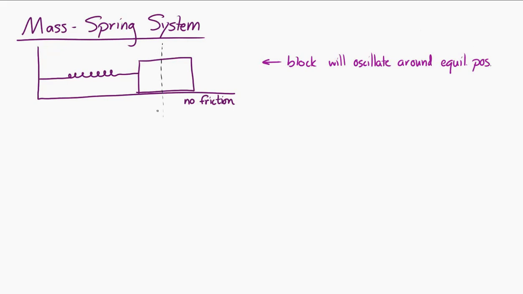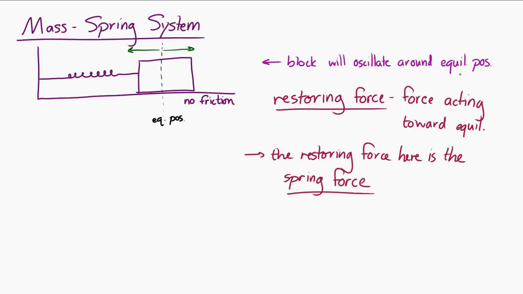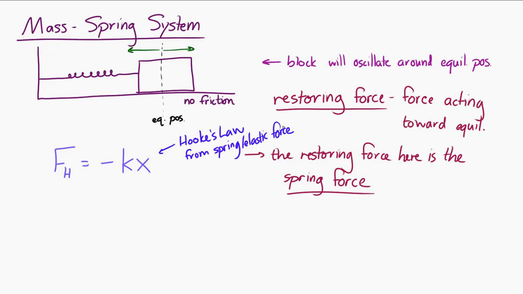Now, there's a restoring force. The restoring force is the force that's bringing it back towards equilibrium. And in this case, the restoring force is a spring force. It's the force from that spring. So we can write this: F_s is equal to negative kx. That's from way back when we looked at spring forces. This is Hooke's law.